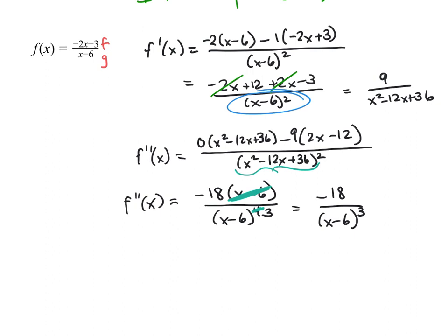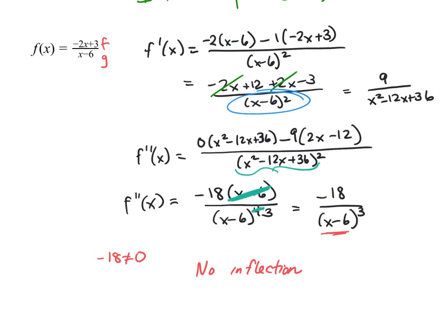So if I'm trying to figure out where this is going to be 0, it's never going to be 0. Now, if I was going to make up my sign chart, I would have to use negative 6 because that makes it undefined. But negative 18 on the top never equals 0. So this is never going to have an inflection point because it's never going to change.